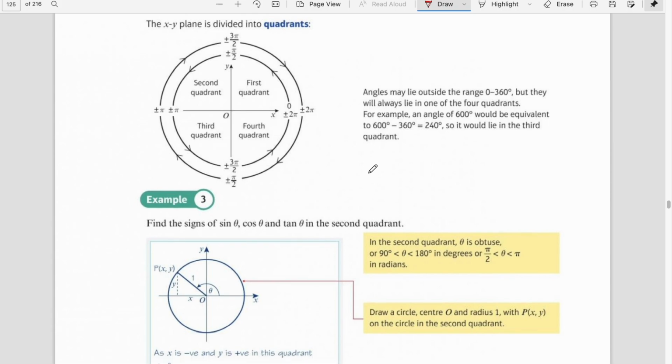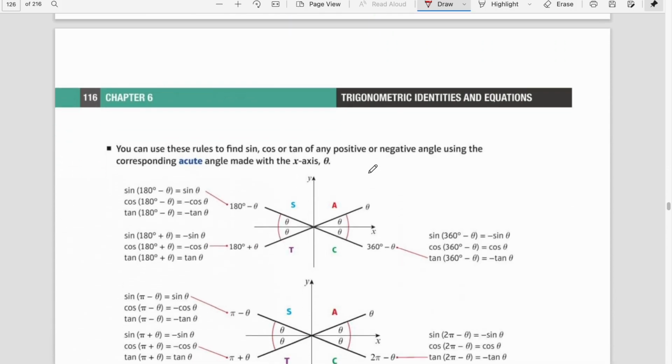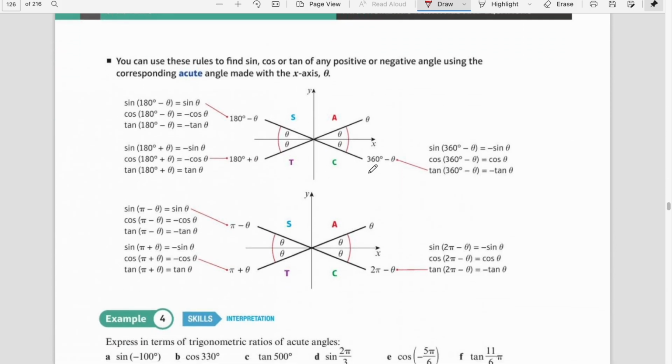We've discussed the quadrants. Did you ask something? Okay.